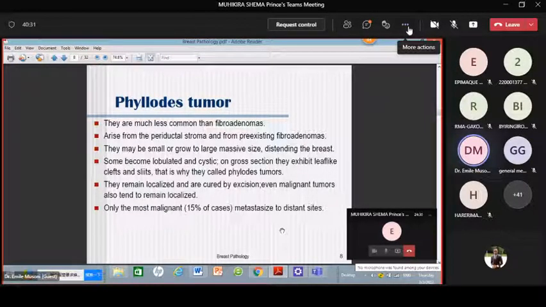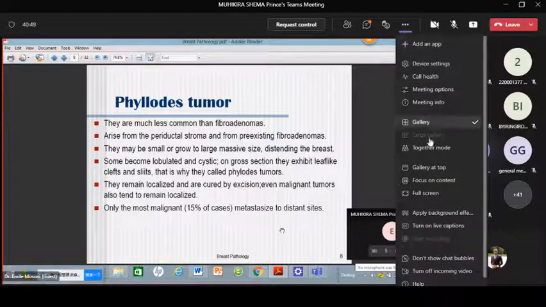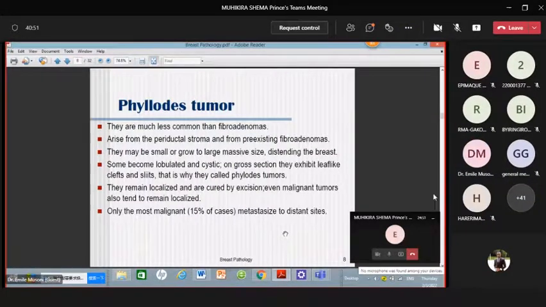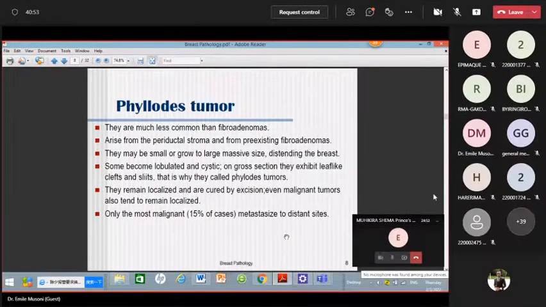There are some other tumors similar to fibroadenoma. They are called phyllodes tumors. They are less common than fibroadenoma, and they are also diagnosed on microscopy. Most of the time they are benign, but there are some malignant cases.